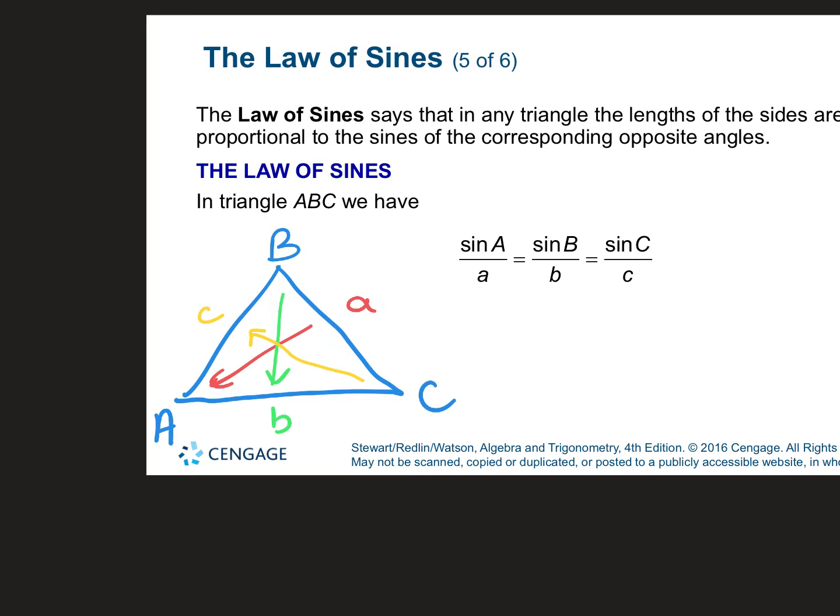But in order to use the law of sines, you have to have an angle measure and its corresponding side. When it says use the law of sines, you will have enough information to use it. Okay.